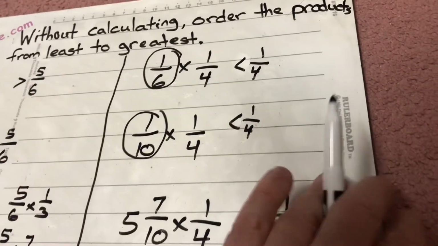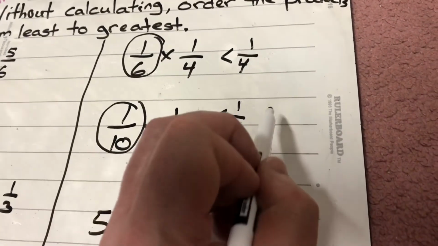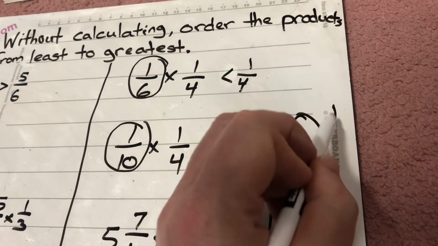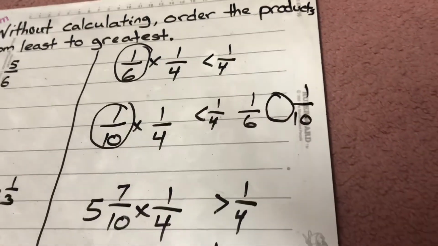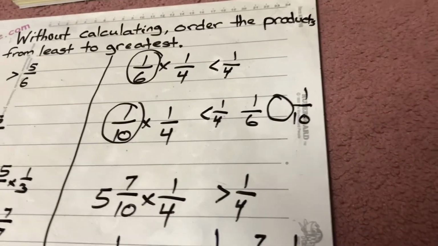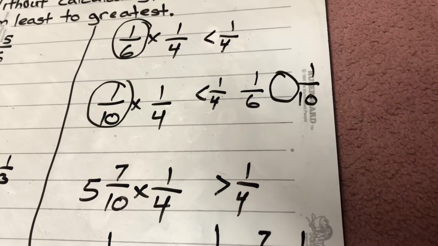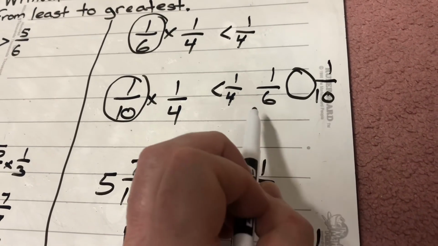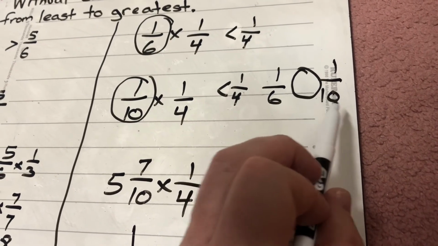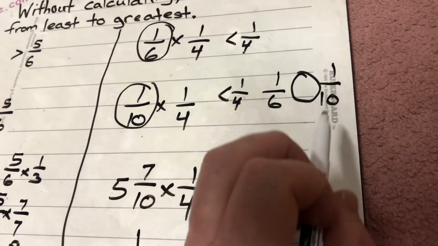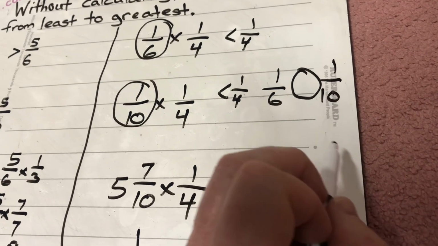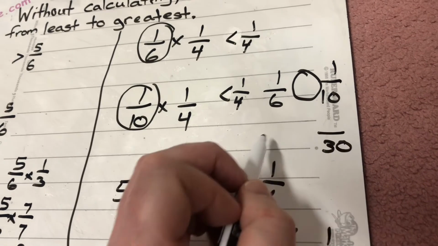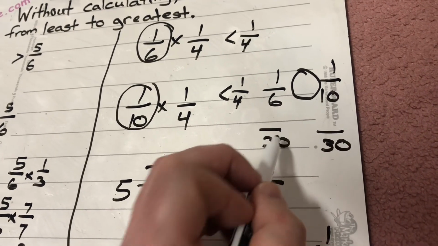But what I'm comparing is 1 over 6 and 1 over 10. Whenever I want to compare fractions, remember, we want to find a common denominator. So I'm thinking, well, 10 times 1 is 10. That does not work with 6. 10 times 2 is 20. That does not work with 6. But 10 times 3 is 30. 6 times 5 is 30. So I can make both of these fractions something over 30.